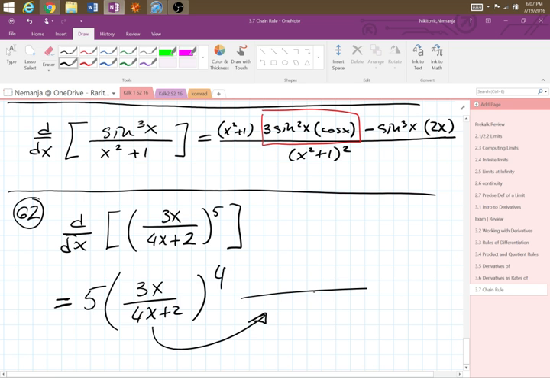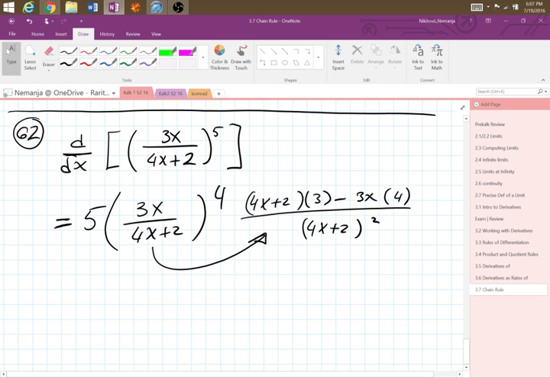And now over here we will have our chain rule. So 4x plus 2 everything squared. And then on top we get 4x plus 2 times the derivative of the top, which is 3, minus 3x times the derivative of the bottom, which is 4. And now we simplify this because we can, right? So what do we have? We have 5, 3x over 4x plus 2. This one is nice to simplify.